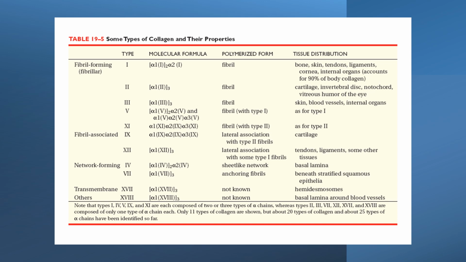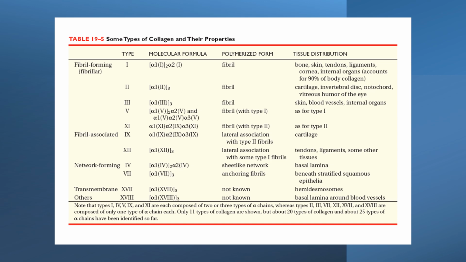Talking about the fibril-associated type, it consists of type 9 and type 12. Type 9 is found in the polymerized form in lateral association with type 2 fibrils, and it is distributed in the cartilage. Further, type 12 is found in lateral association with some type 1 fibrils and it is found in the tendons, ligaments and some other tissues.